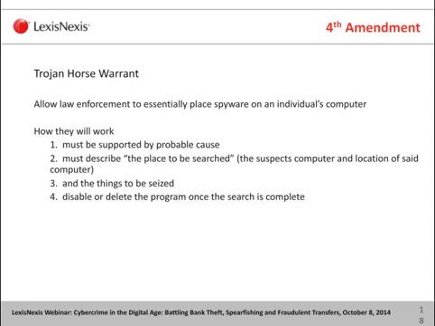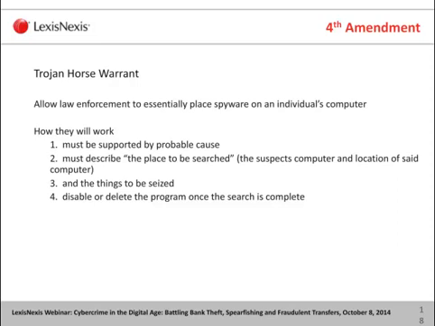So the law enforcement has to go to the magistrate judge and fill out an affidavit, show a prima facie case that they will find evidence of a crime. All right, that's support of probable cause. They have to particularly describe the place to be searched and the things to be seized. They have to say, we're searching this computer, we're going to seize this information. A warrant has to be executed in a timely fashion. All right. Also, for something like a Trojan Horse warrant, many times it will require the government to disable or delete the program once the search is complete.